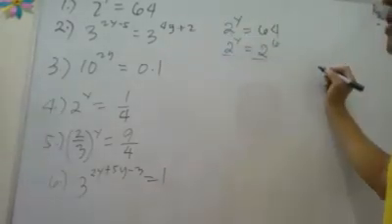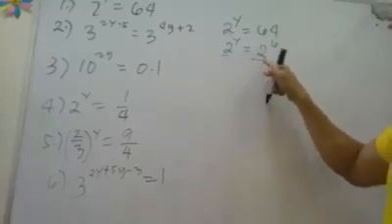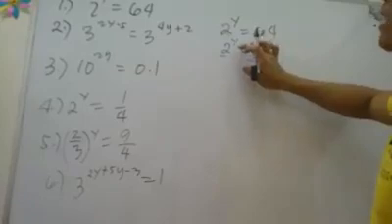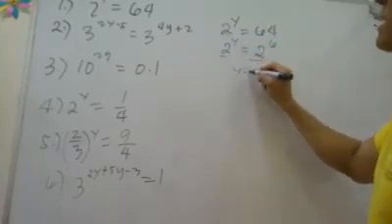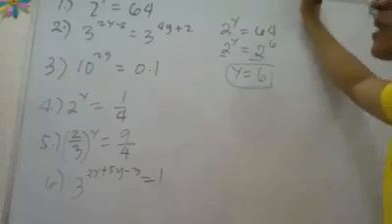Our aim is to make the same base. Look at that. We now have the same base, 2, on both sides. So we can just equate the exponents: y is equal to 6. There you go. Next one.